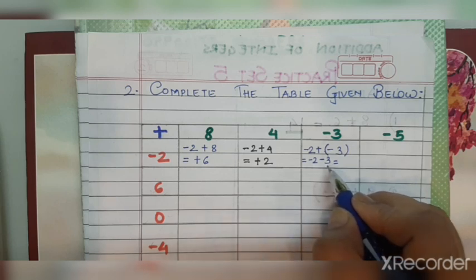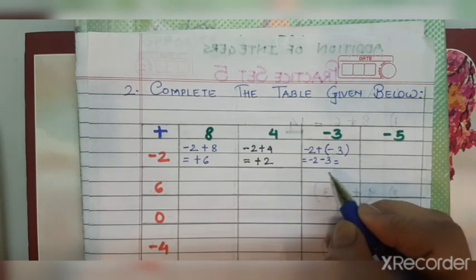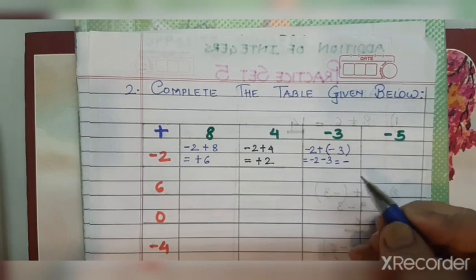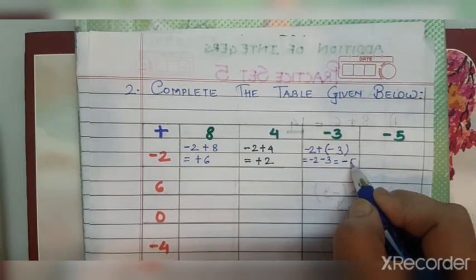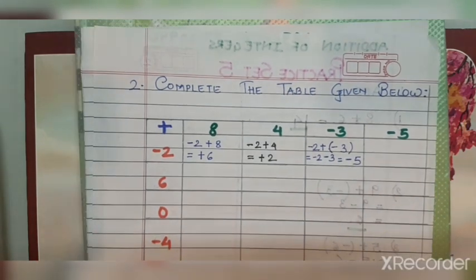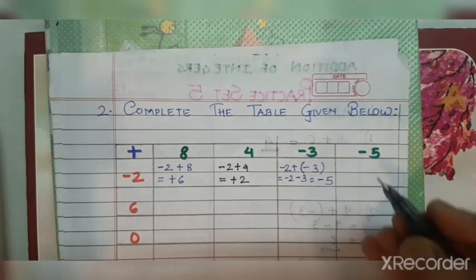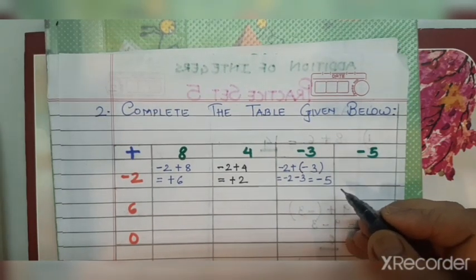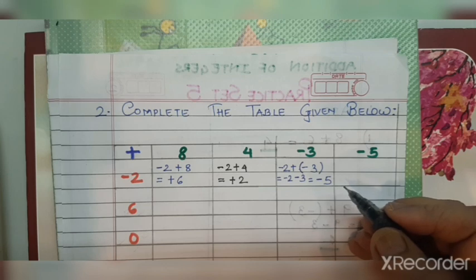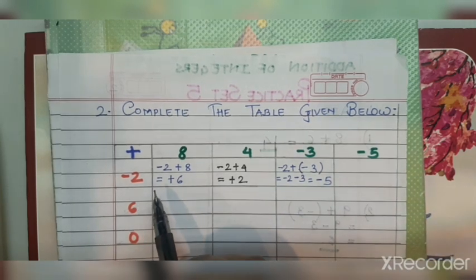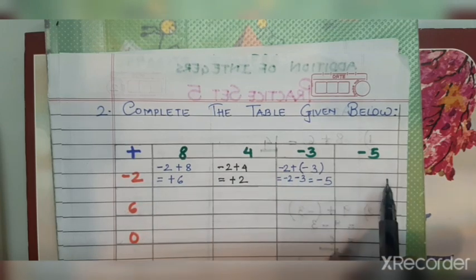Now I got negative 2, negative 3. Signs are same. When the signs are same, write the same sign and add 3 plus 2, 5. As we go further, you will find it easier. Again, I'm saying if you remember those two statements and the multiplication of the signs, it's going to be very easy for you.